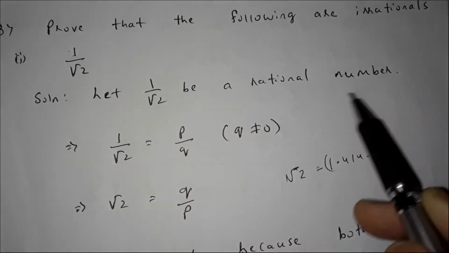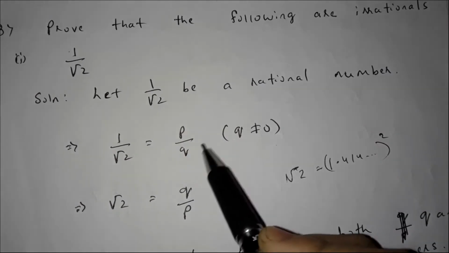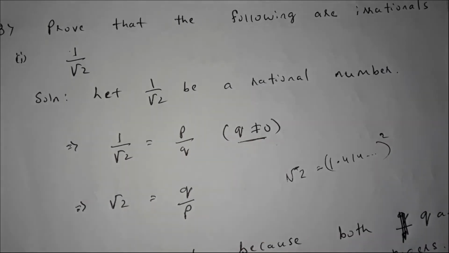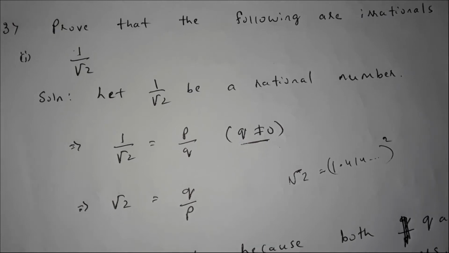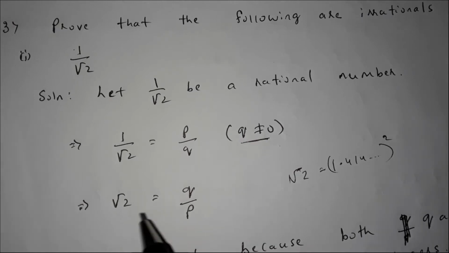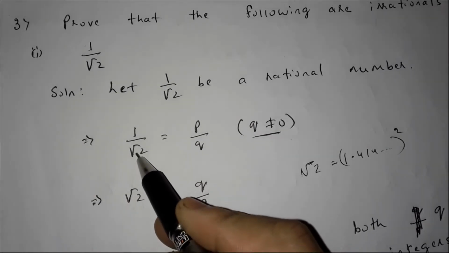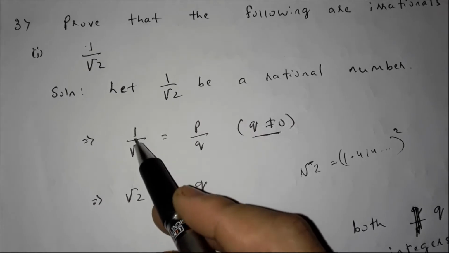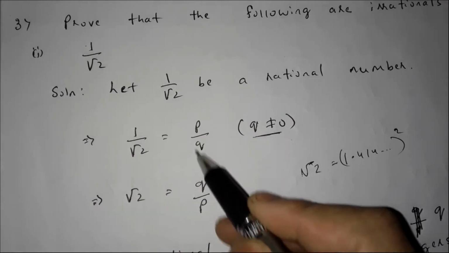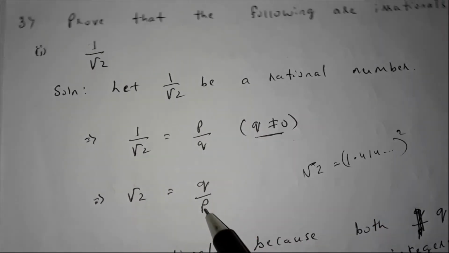1 by root 2 equals p by q, and q is unequal to 0. So you flip this: root 2 you take up and 1 you bring down, q you take up, p you bring down, so root 2 equals q by p.